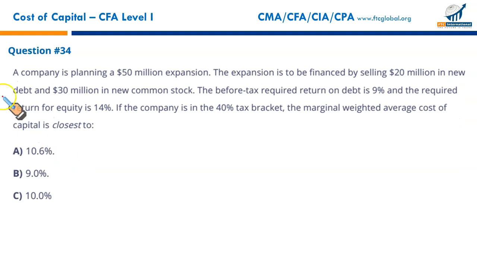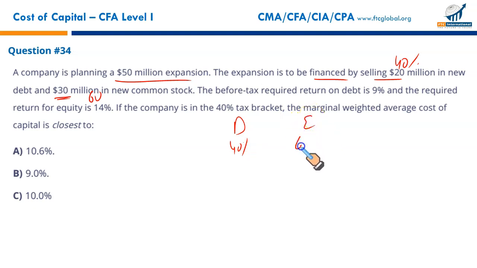Next, a company is planning a 50 million expansion. Expansion is to be financed by selling 20 million in new debt. 20 is what percentage of the funding? 40%. Common equity is 30 million. 30 million is what percent of the total funding? 60%. So it's a 40-60 game. Debt is 40% of the total funding needs and equity is 60%.